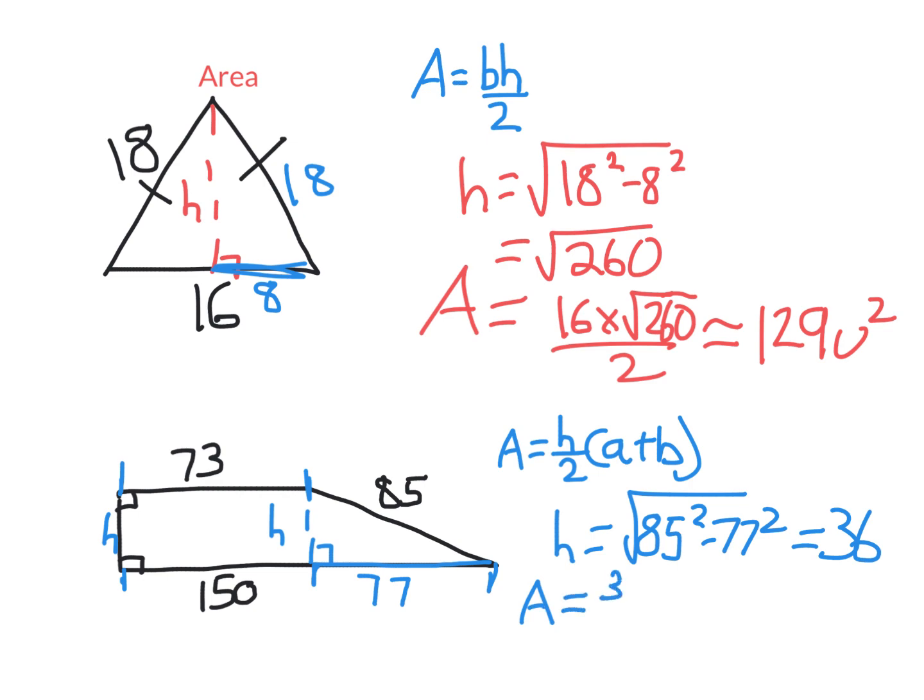Now that I have the perpendicular height, I can easily find the area. It will just be perpendicular height divided by 2 multiplied by the sum of the 2 parallel sides. And I get 4,014. Once again, because I don't know the units, I'll just write u squared.